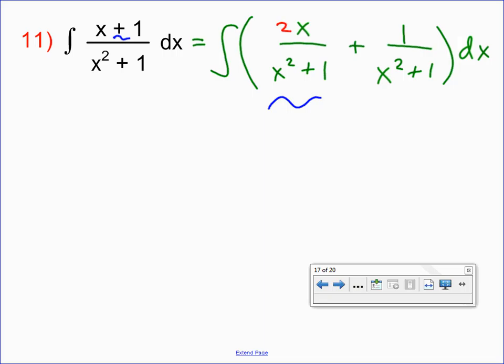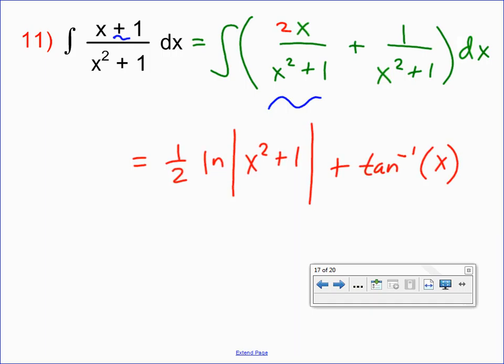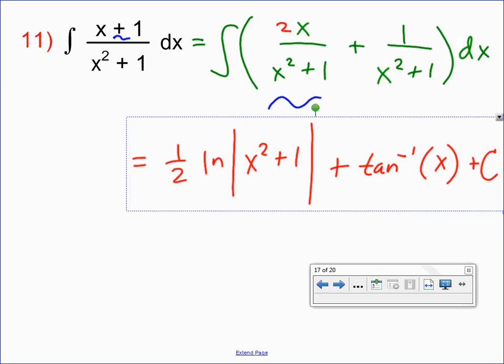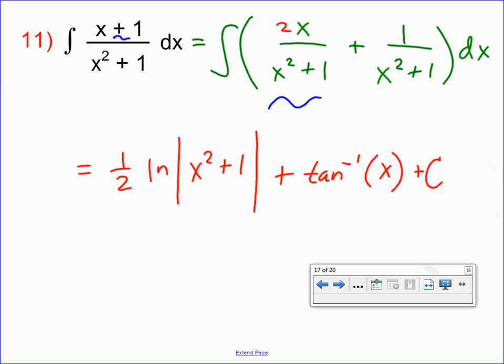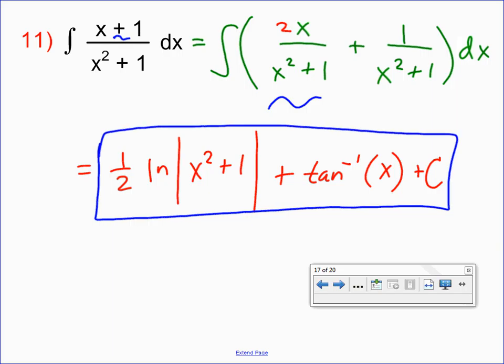If only I had a 2 there, right? Then we know this would come from a 1/2 natural log of, and then straight up inverse tangent, plus C. Pretty sweet. Awesome.